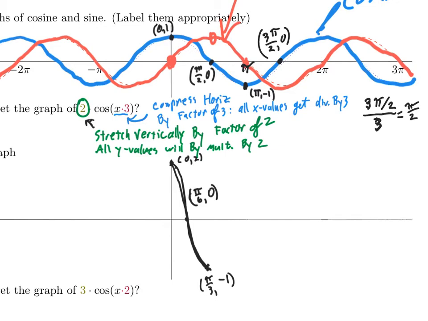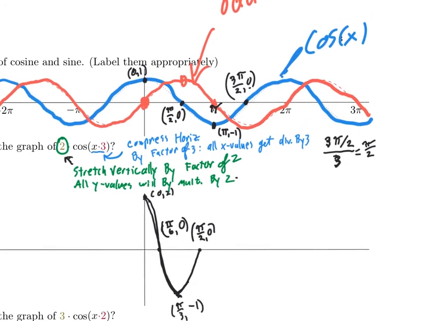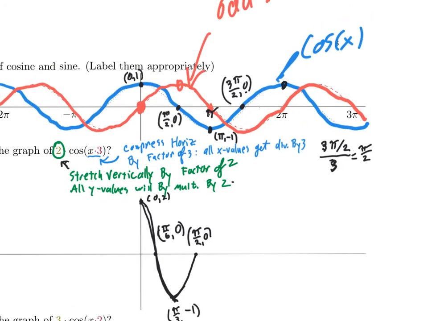Neat. So the next point we'll go through is pi over 2, comma, 0. This 0 will get multiplied by 2, but 0 times 2 is still 0. So pi over 2, comma, 0. And all the way up here at the end of one full period is 2 pi, comma, 0.